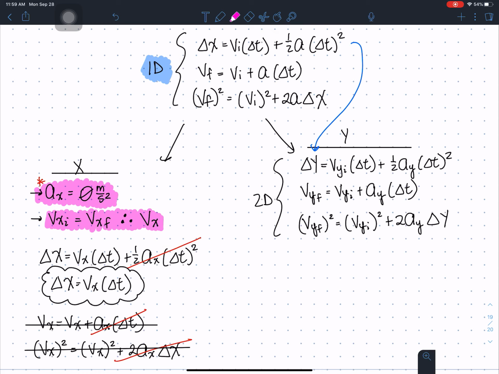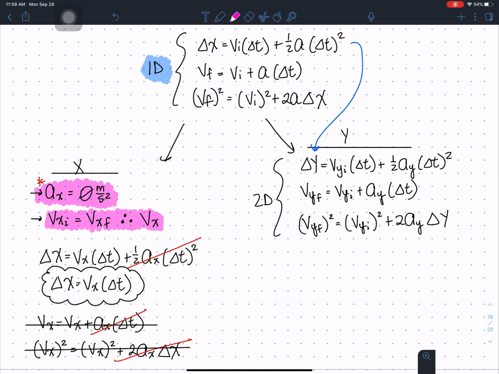So let's go through the process that we did for the y direction equations, and let's do it for the x. If we take our first equation, delta x equals VIT plus 1/2 AT squared, and we rewrite that in terms of x, we would have delta x equals Vx delta t plus 1/2 Ax delta t squared, but recall that Ax is 0, so the entire second term becomes 0 in this equation. And we're left with delta x equals Vx delta t.